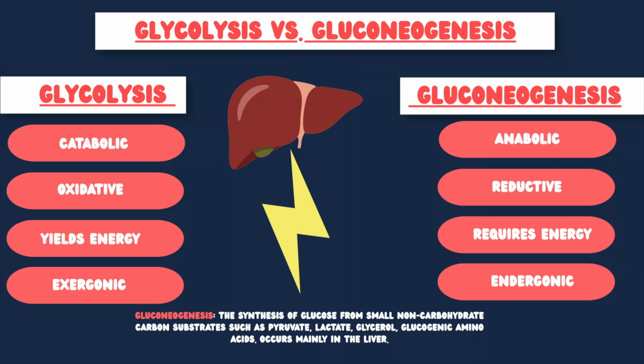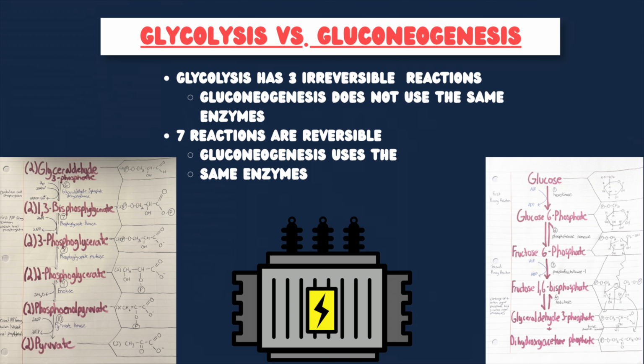I don't want you to confuse gluconeogenesis with glycogenesis. Glycogenesis is the converting of glucose into glycogen for storage, whereas gluconeogenesis is making new glucose from non-carbohydrate sources like lactate, amino acids, and glycerol. I just want to emphasize this one more time.